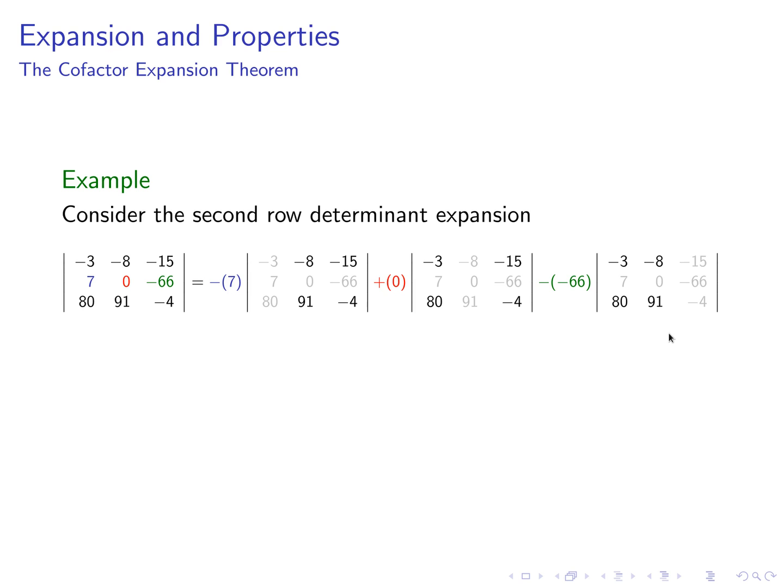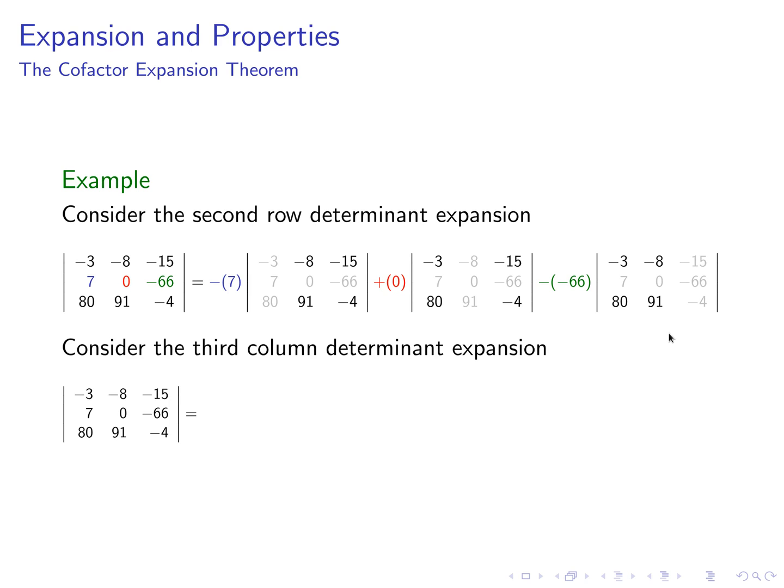So this is a second row determinant expansion. Let's say we want to calculate the same determinant, but instead of using the second row expansion, we use the third column expansion. Now we're focused on the third column of this matrix, where the entries are -15, -66, -4. Well, according to the cofactor expansion theorem, we will now have 3 terms, but the scalars we're using are -15, -66, and -4. Now, we need to scale each one of these numbers by plus or minus 1.